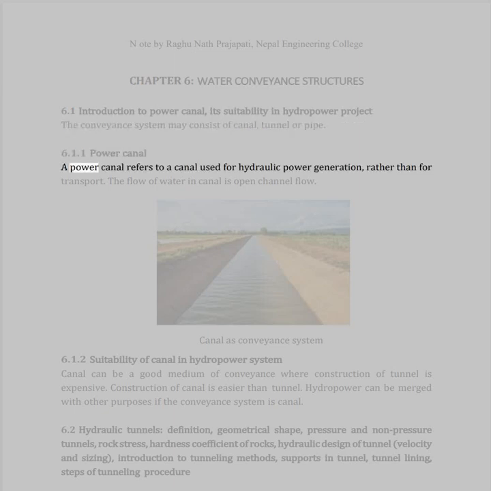6.1.1 Power Canal. A power canal refers to a canal used for hydraulic power generation, rather than for transport. The flow of water in canal is open channel flow. Canal as conveyance system.